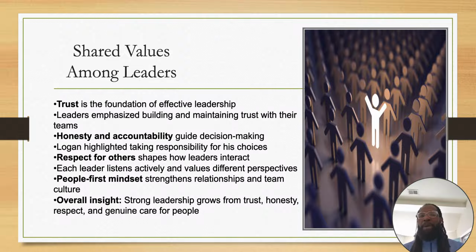Respect is also a major value that shows up across all of the interviews. Each leader takes time to listen to others and understand their perspective, which shows they value people, not just results. Overall, these shared values show that strong leadership is built on relationships, honesty, and putting people first.